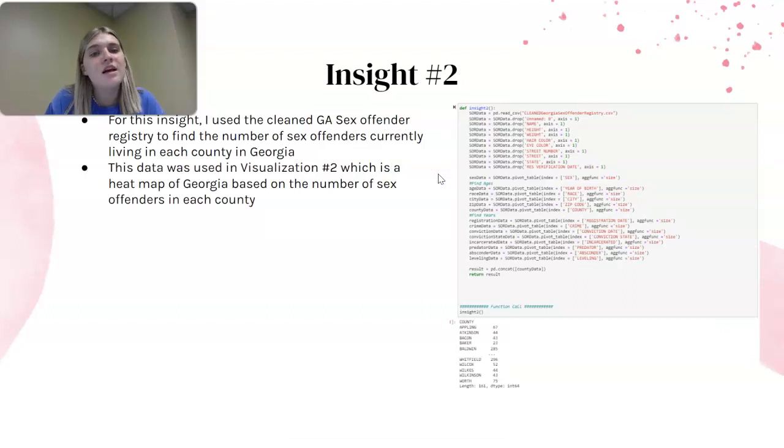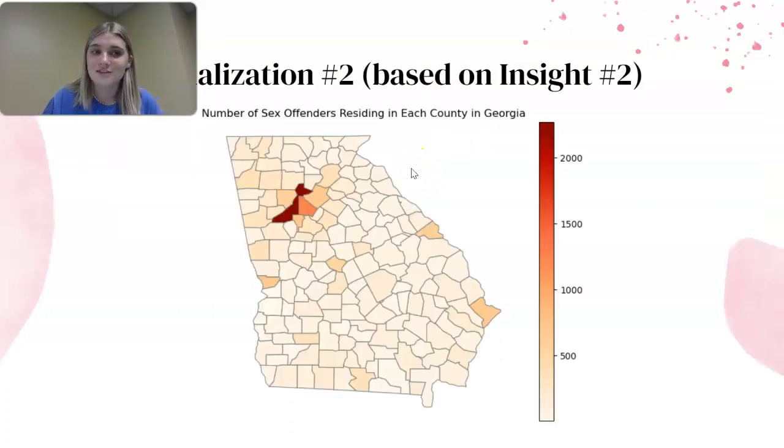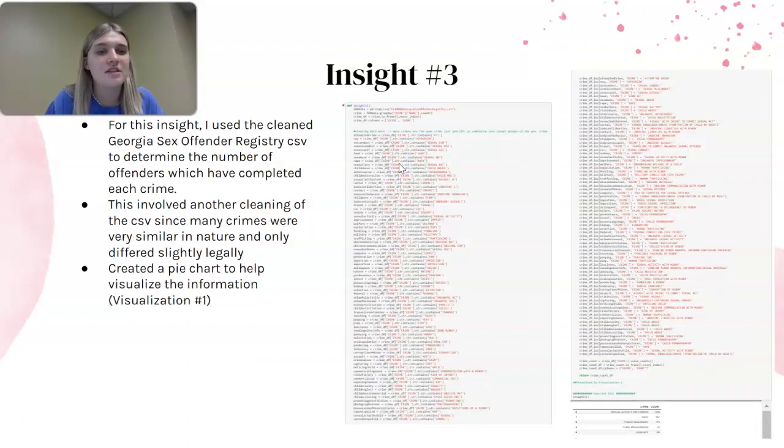So for my second insight, I used the Clean Georgia Sex Offender Registry again and found the number of sex offenders currently living in each county in Georgia. And then with that number, I created this visualization, which just shows each county in Georgia and how many sex offenders live there currently. For my third insight, I used the Clean Georgia Sex Offender Registry CSV to determine the number of offenders which have completed each crime.